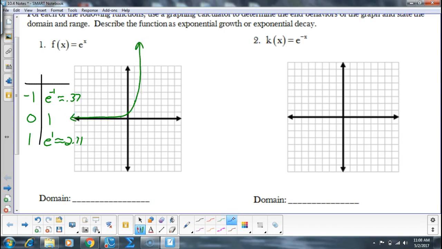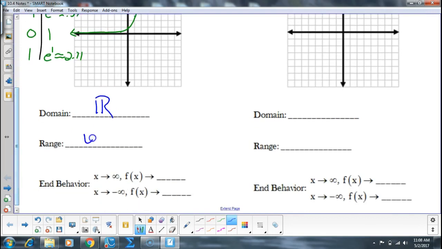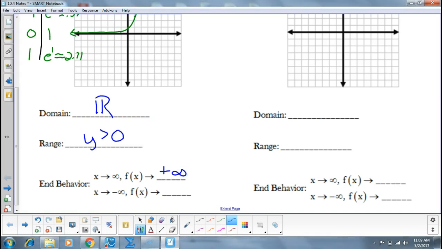Okay. Domain, right? All real numbers. Range: y is greater than 0. End behavior. As x goes to positive infinity, positive infinity also, because it's going up. As x goes to negative infinity, 0 from above. 0 plus. Okay, I like it. Everybody good with that?